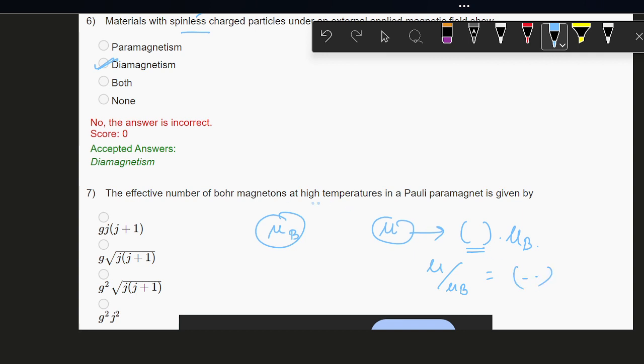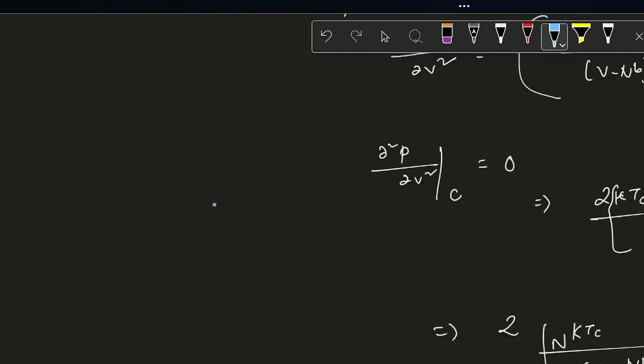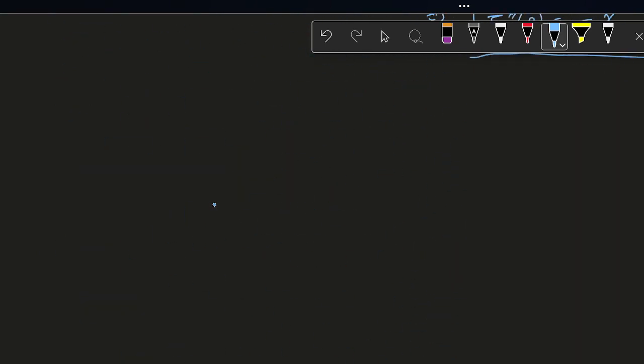This is your coefficient, and this is basically what you are asked about when you are asked about the effective number of Bohr magnetons. You have a total magnetic moment which is some constant times your Bohr magneton mu B, and the effective number of Bohr magnetons means how many mu B's are present in the total mu. So for that you have to divide the total mu by your mu B, and the coefficient factor that you get is your effective number of Bohr magnetons. That is the basic idea we will follow. So let us start the derivation. We'll have to use the quantum theory of paramagnetism for that and get the answer.